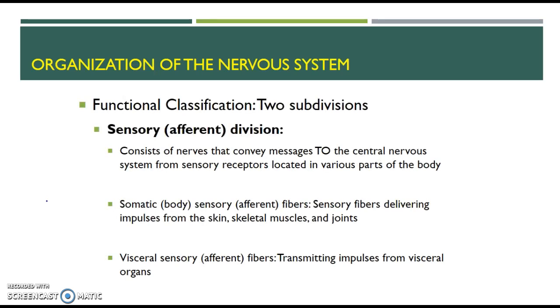Then we can classify the nervous system by function. The sensory division is going to be the division that brings messages to your brain and spinal cord, or your central nervous system. So this is all your sensory input, bringing information to the brain and the spinal cord. And really, we have somatic sensory fibers. These are fibers that are delivering impulses from your skin, muscle, and joints. And then your visceral fibers are going to be impulses coming from the various organs in your body.